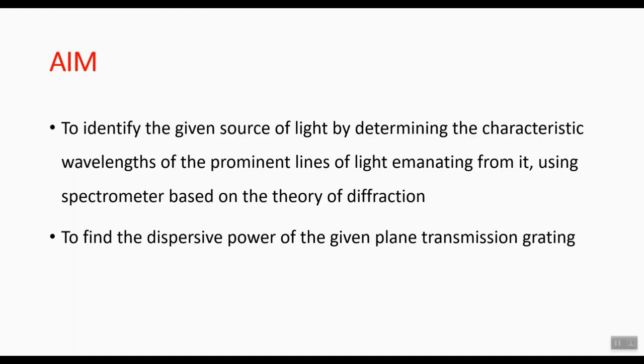There are two aims. The first aim is to identify the given source of light by determining the characteristic wavelengths of the prominent lines of light emanating from it using a spectrometer based on the theory of diffraction. The second aim is to find the dispersive power of the given plane transmission grating, which is the optical element used to disperse polychromatic light into its components.